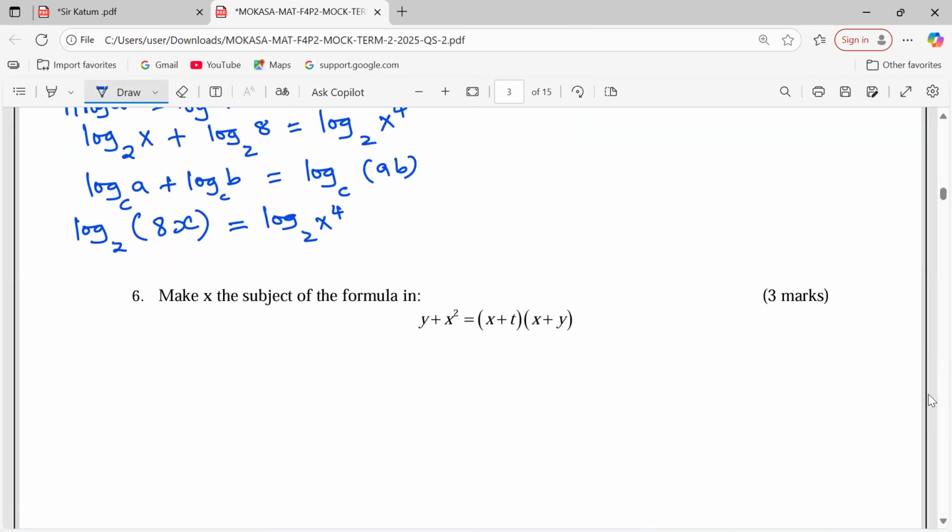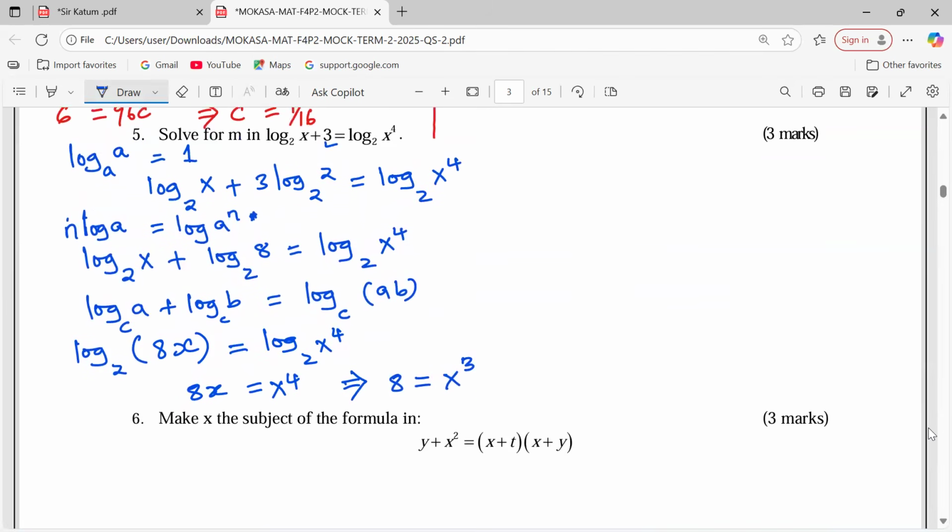So now we can't apply further laws of logarithms, and hence we can just equate the left to the right hand side. The equation 8x equals x power 4. We can divide by x first. You know, this will become 8, and x, which was to power 4, now becomes power 3.